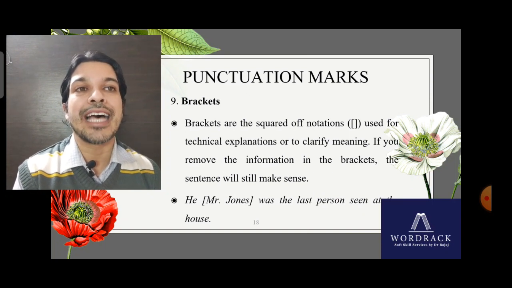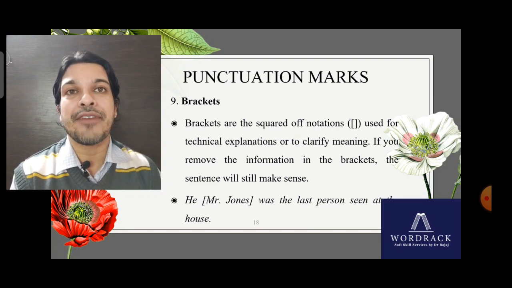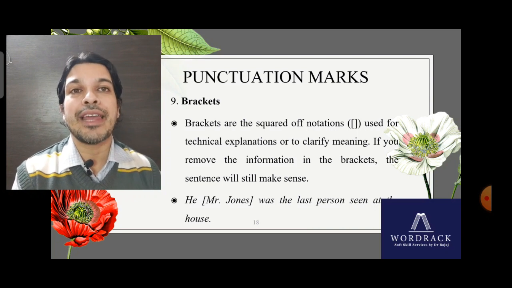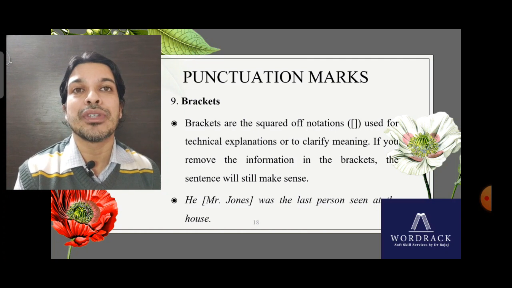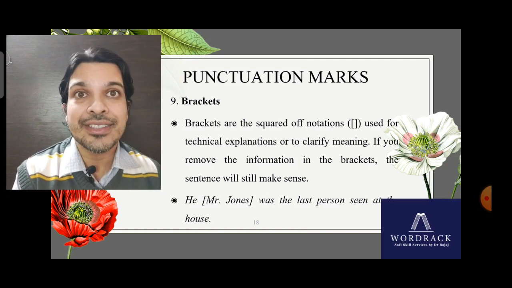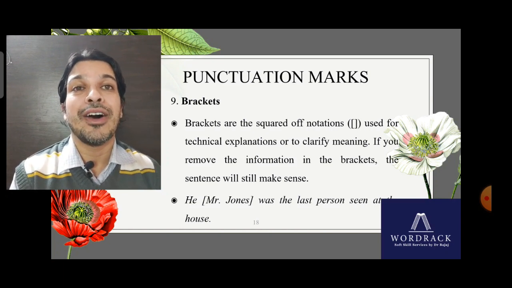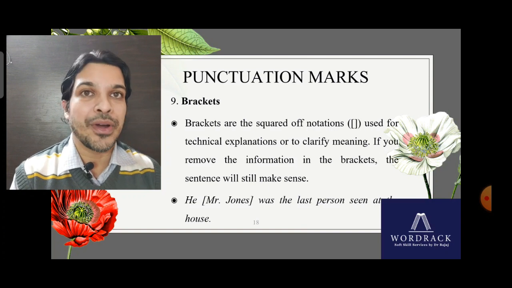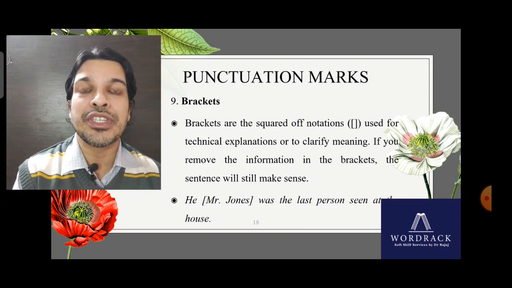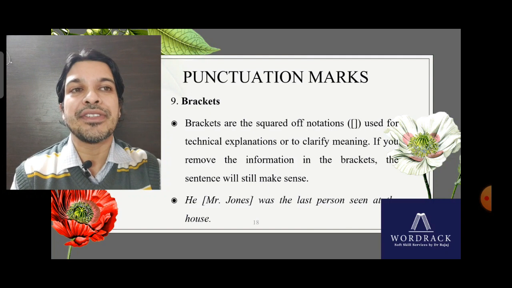So here's the example. He, Mr. Jones, was the last person seen at the house. So we are giving this additional information to clarify the meaning. What are we clarifying? We are clarifying who he is in this example, because we have used the pronoun he. If we just use the sentence, he was the last person seen at the house, we do not know who he is. So we give the information in square brackets because this information is being given to clarify meaning, so it is in square brackets. So we give the name Mr. Jones. Important thing, if we omit Mr. Jones here, the sentence will not be affected by it. Grammatically it will still have sense.